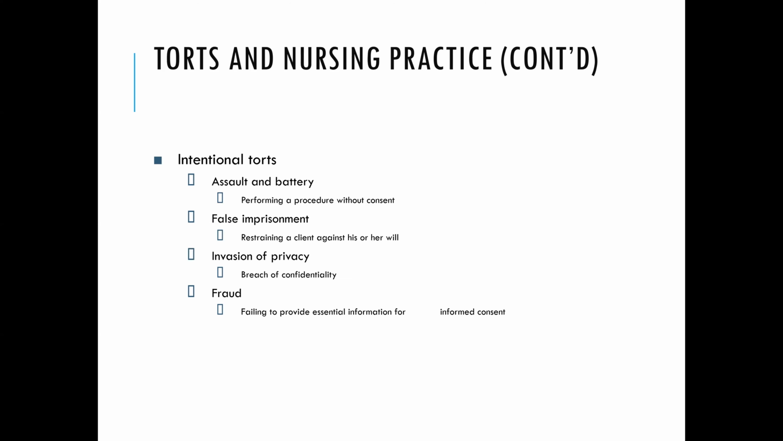Then there's intentional torts. So intentional torts, assault and battery. So an assault occurs when a nurse intentionally places a patient in immediate fear of personal violence or an offensive contact. So an assault is like a threat, right? An assault must include words expressing an intention to cause harm and some type of action.